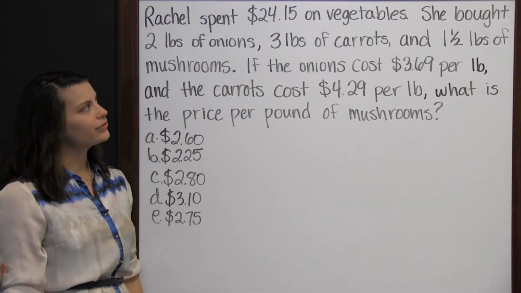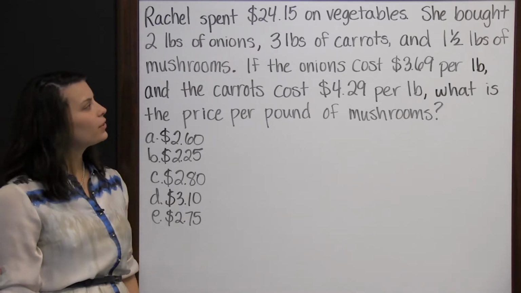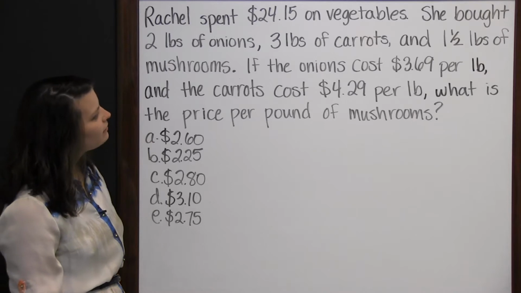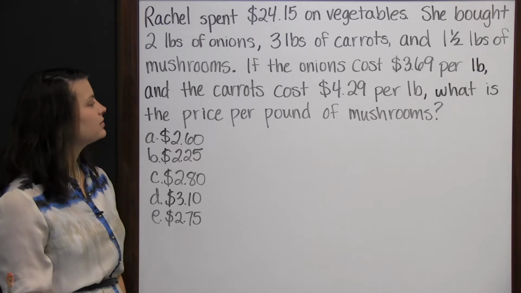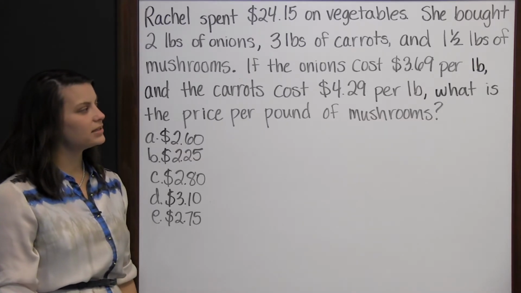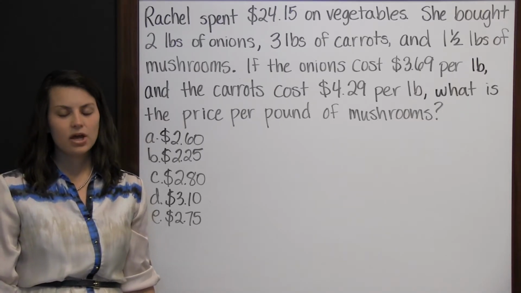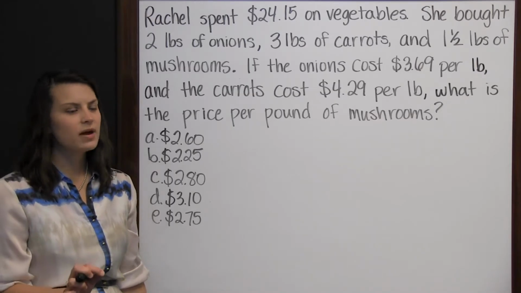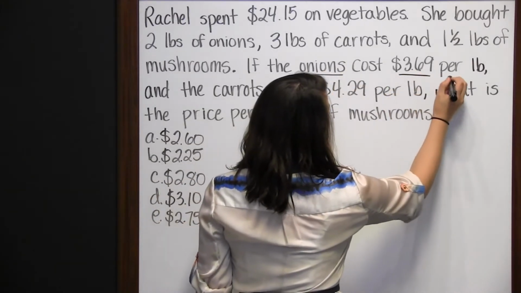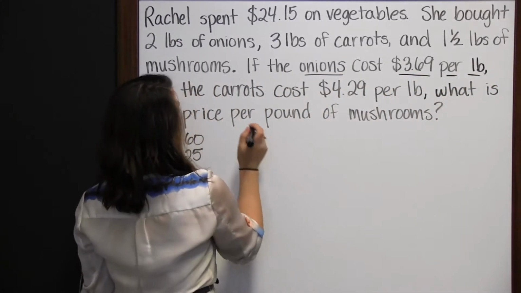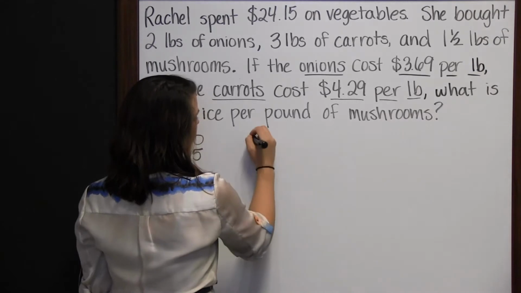Rachel spent $24.15 on vegetables. She bought 2 pounds of onions, 3 pounds of carrots, and 1.5 pounds of mushrooms. If the onions cost $3.69 per pound, and the carrots cost $4.29 per pound, what is the price per pound of mushrooms? So first, I want to figure out how much money was spent on the onions that were $3.69 per pound, and how much was spent on the carrots that were $4.29 per pound. So let's start with the onions.